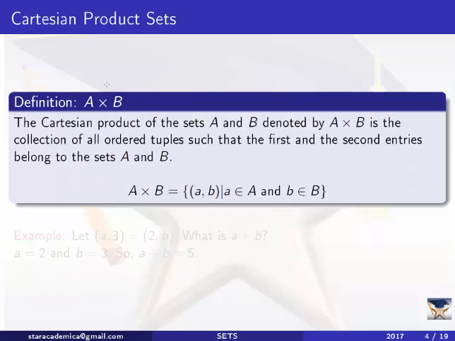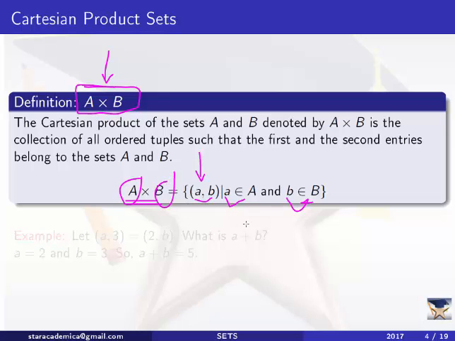Now it's time to define a Cartesian product of two sets A and B, and the notation is A times B, or A cross B. So what is A cross B? It is the collection of ordered tuples (a, b), where a comes from the first set A and b comes from the second set B.